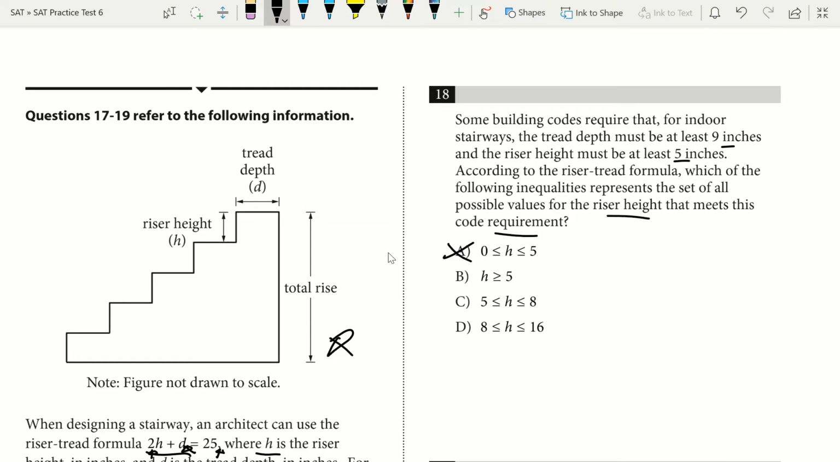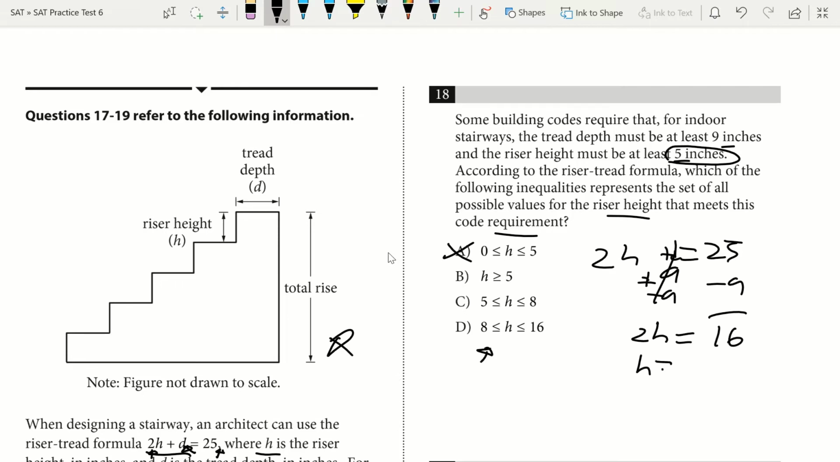All right, well, h can't be less than 5, so you can get rid of A. And we know that h has to be, or it can be, at least 5 inches, right? So it wouldn't really make sense to start at 8, but we'll just consider that there for now. All right, so now we look at our equation. We have 2h plus d equals 25, right? We know that d has to be at least 9, so we'll go ahead and put plus 9. We'll subtract 9 from each side, and we'll get 16 equals 2h, which means that the maximum value of h will equal 8 because we divide each side by 2. So we know it has to be greater than 5, but less than 8. So our answer there is going to be C.